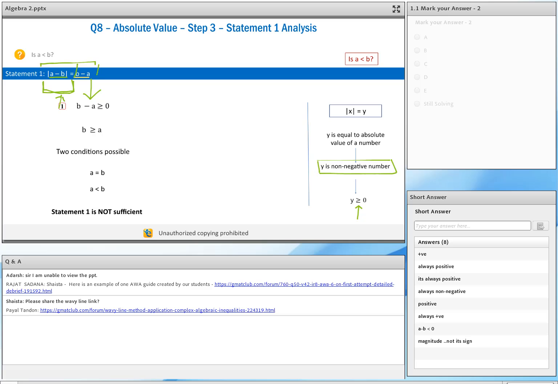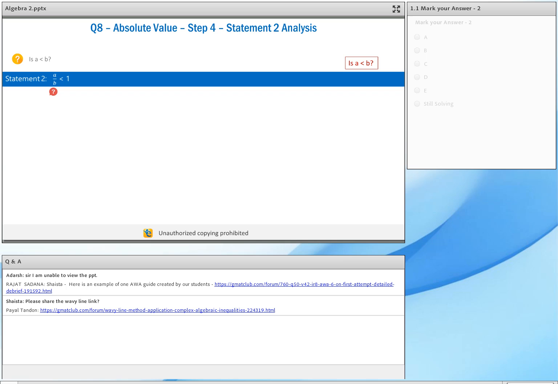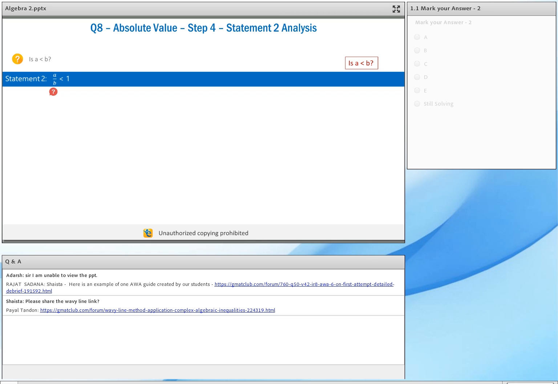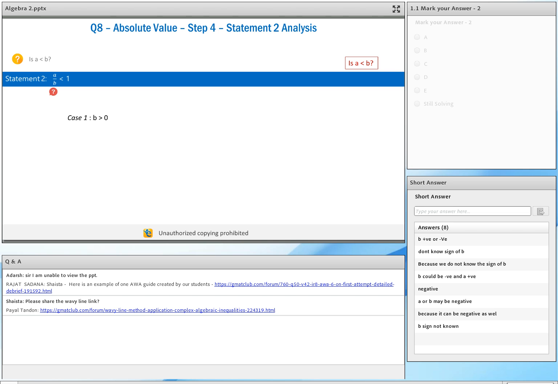All right, now let's take a look at statement 2. What statement 2 is saying is A by B is less than 1. Now, because A by B is less than 1, can I simply say that A is less than B? No, I cannot say that A is less than B. Why can I not say that? Tell me. Don't know the sign of B. Absolutely, because I don't know the sign of B.